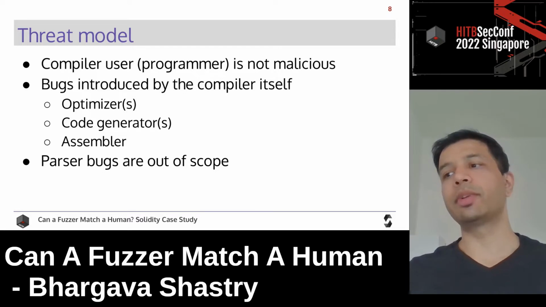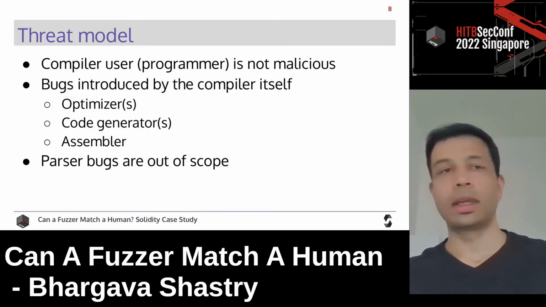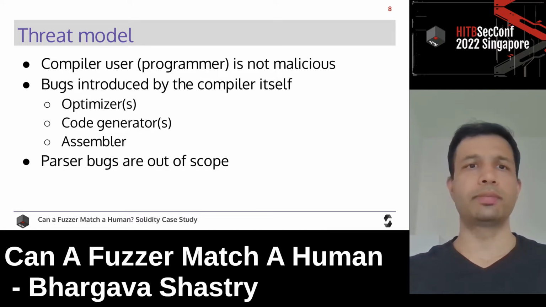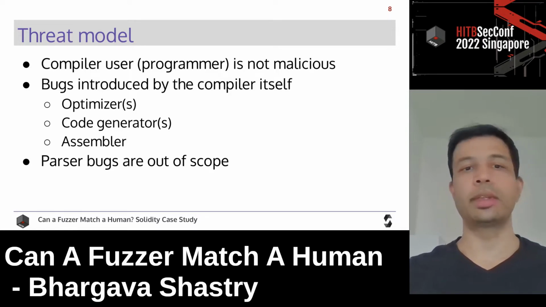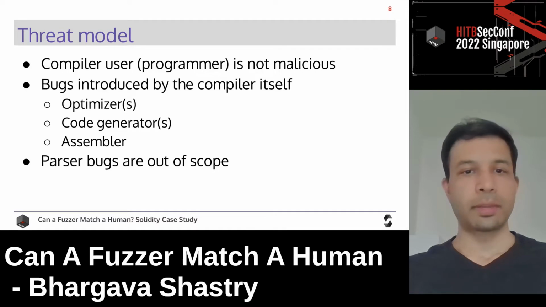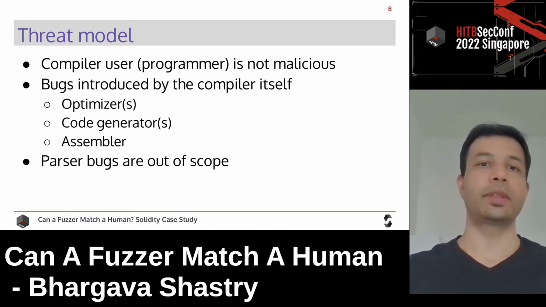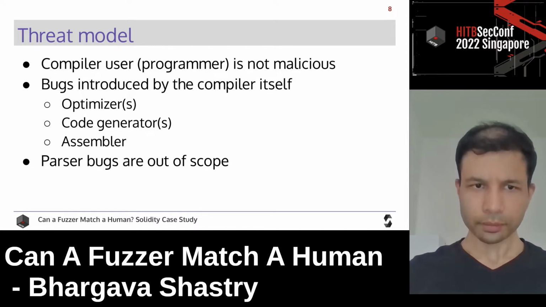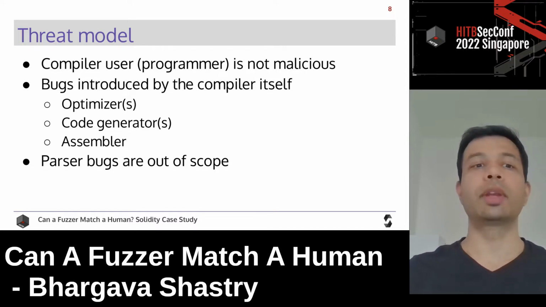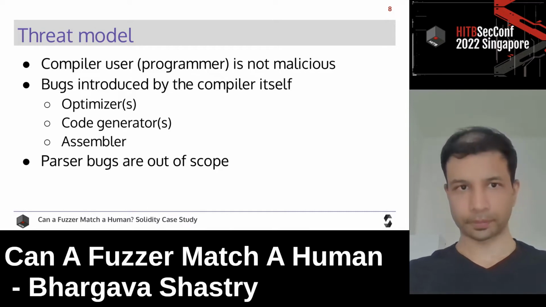As I mentioned in the summary slide, our threat model is not the compiler user or the programmer, but bugs silently introduced by the compiler itself. And this could be any of the three components: optimizer, code generator, or the assembler. Parser bugs are specifically out of scope for the purpose of this presentation, but we do use a fuzzer to continuously find parser bugs by means of continuous testing. And these most often look like internal compiler errors.